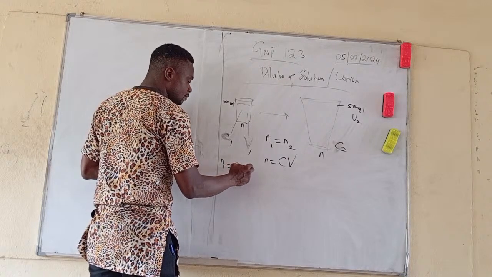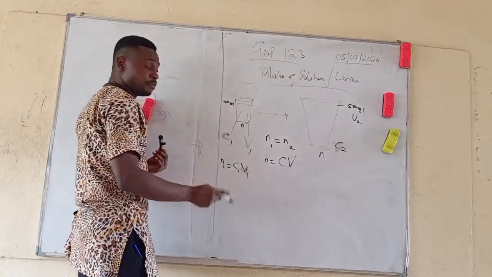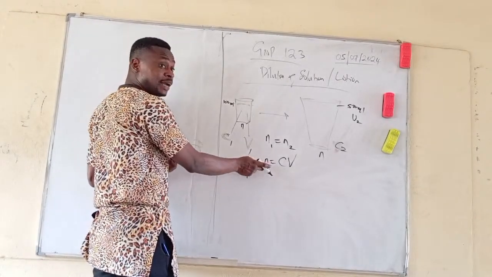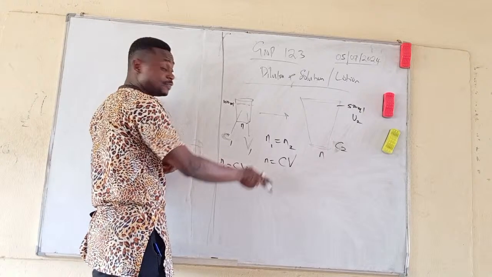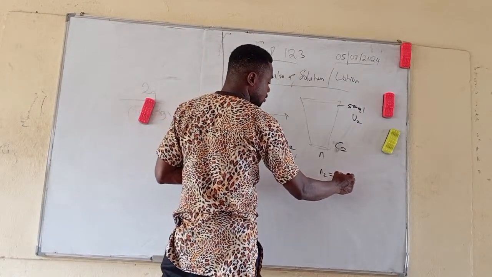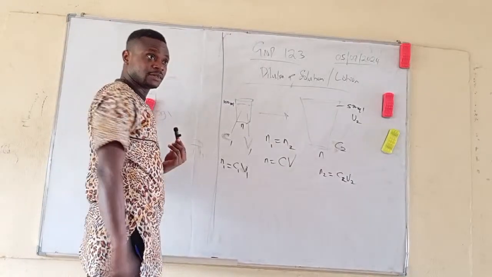C1 what? V1. True or false? Is it clear? Because N equals CV, and here is N1. So if you label this N1, that means you label this one C1 V1, and here N is equal to what? C2 V2, right? Confirmed.